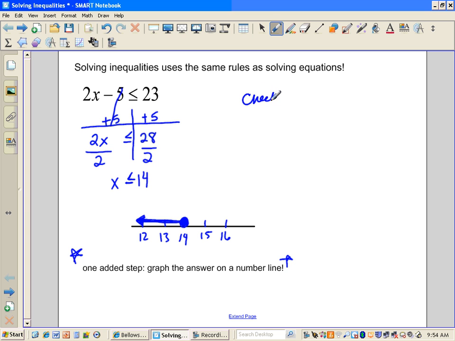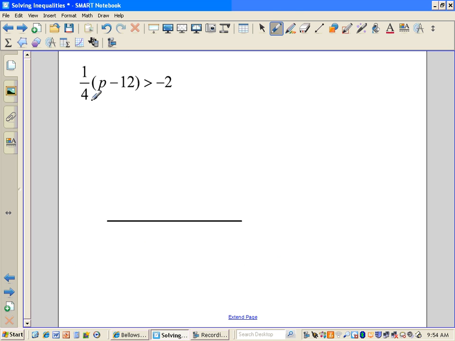For example, if I did a check, I could use the number 0 because it's really easy to use and it's less than 14. So if I did 2 times 0 minus 5, is that less than or equal to 23? Well, 2 times 0 is 0. So yeah, negative 5 is less than or equal to 23, so that works. Okay? Let's look at another example.